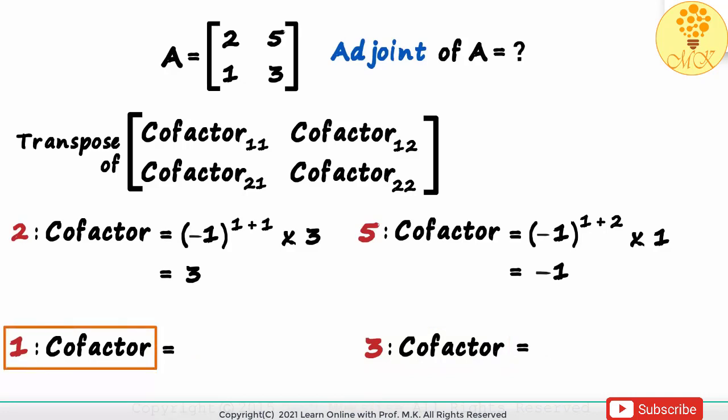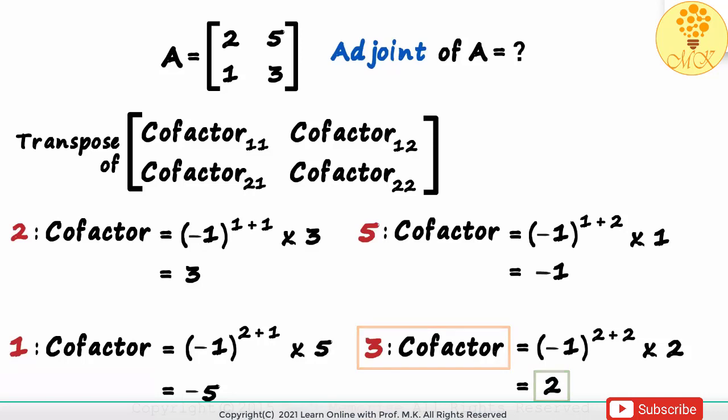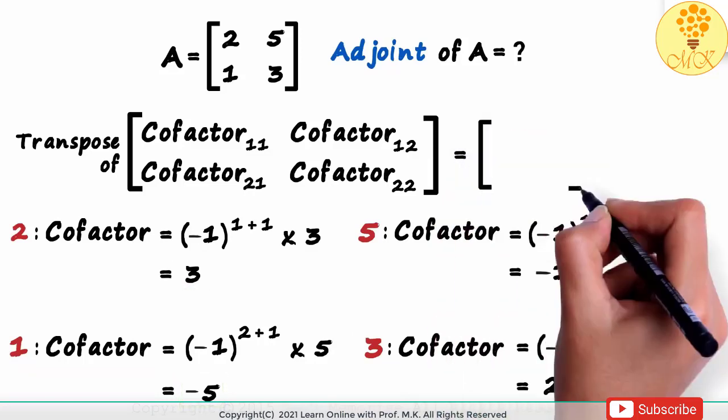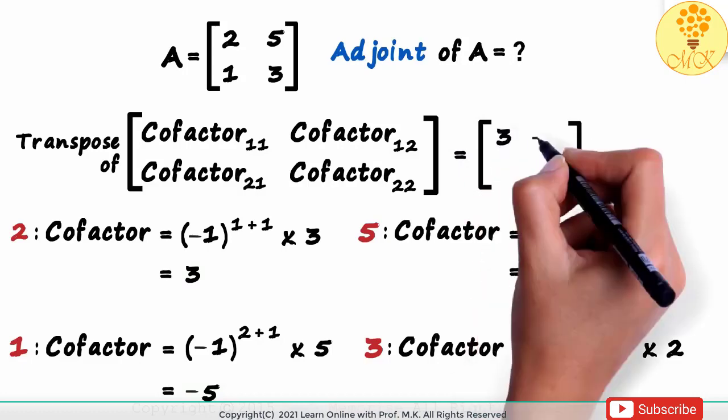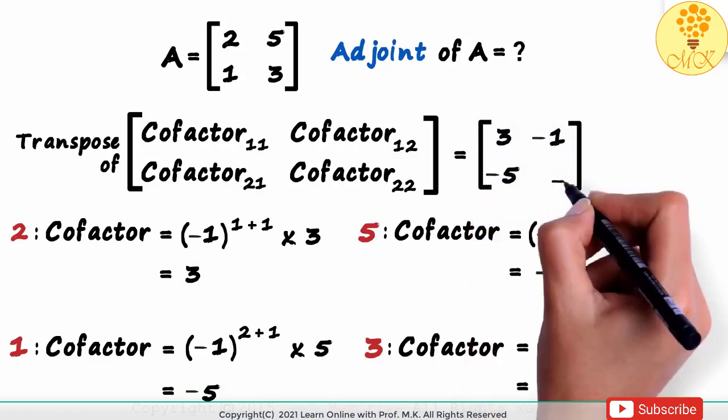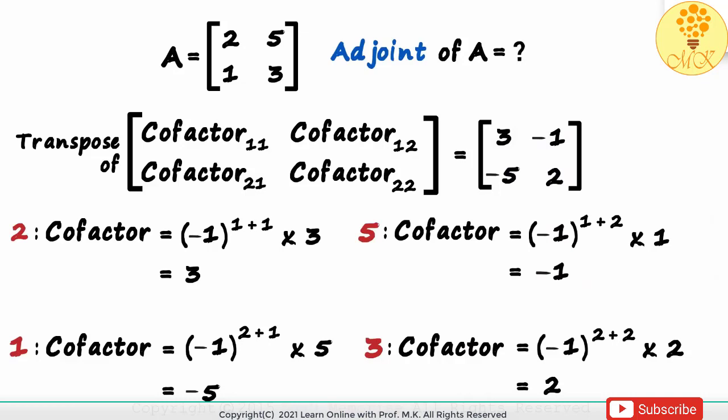We get the cofactor of 1 as -5 and that of 3 as 2. These are the 4 cofactors we found. Now we can write this matrix down: 3, -1, -5 and 2. We have to find the transpose of this matrix. So we mark a slant line here. This will be the adjoint of A.